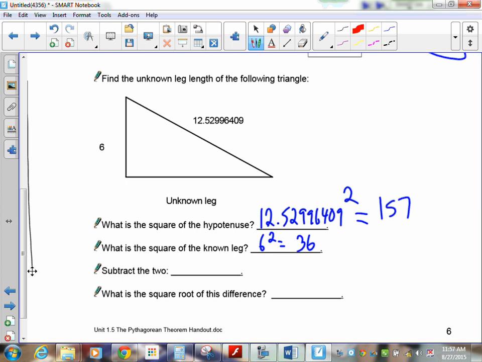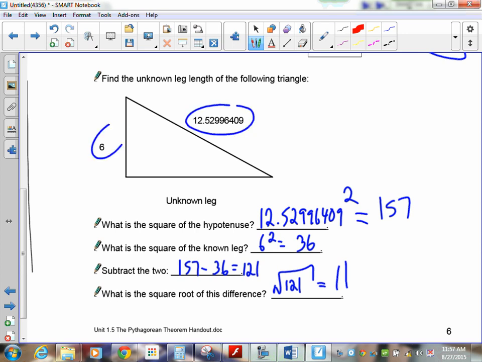Now, because we're finding a leg, we subtract. So 157 take away 36 is equal to 121. Now, the square root of 121 is the length of the leg, and that is 11. So take a look at what we did here. Once I give you the biggest one here, you subtract. Okay, now remember it's the squares. This squared subtract this squared equals 121, which means this is 11.